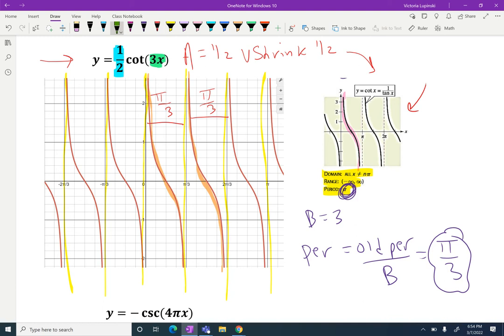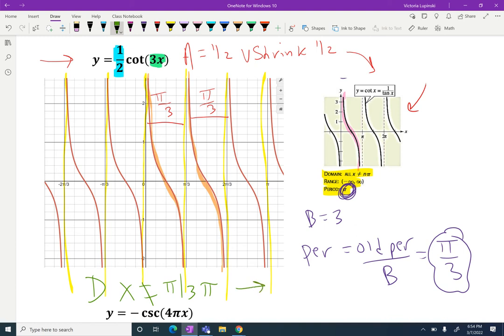If you were talking about domain, x cannot equal, because of the fact that all the yellow asymptotes are at 0, pi over 3, 2 pi over 3, negative pi over 3. Those appear to be the multiples of pi over 3. So you would say that the domain is x cannot equal pi over 3n.